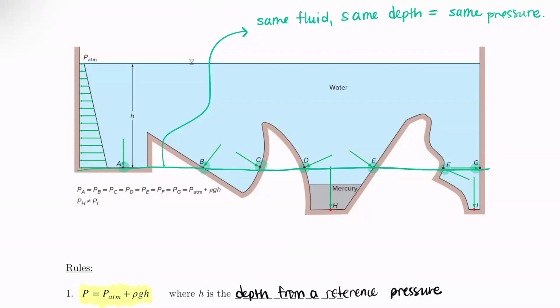What about the pressure at point H and point I? What do we think about those pressure values? They're at the same depth, right? Different? Right. So P_H is not equal to P_I because the fluid is different.